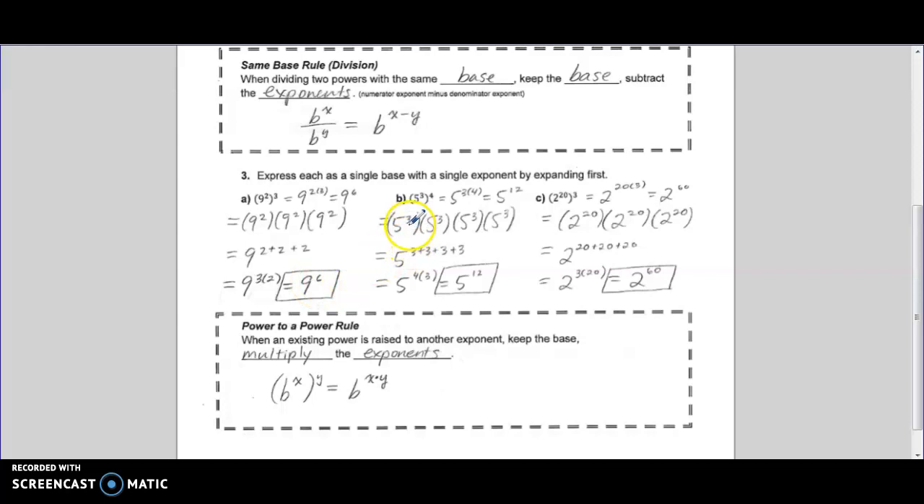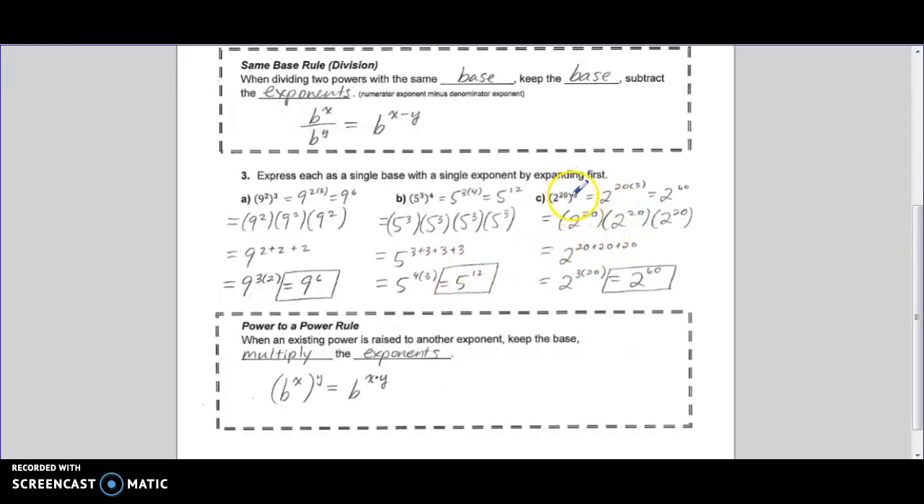Okay. Same thing here, 5 cubed to the power of 4 means 5 cubed times 5 cubed times 5 cubed times 5 cubed. So same base, and we're multiplying. So what's happening here? 3 plus 3 plus 3 plus 3, which you see there. So 3 plus 3 plus 3 plus 3 is also the same thing as 4 times 3.